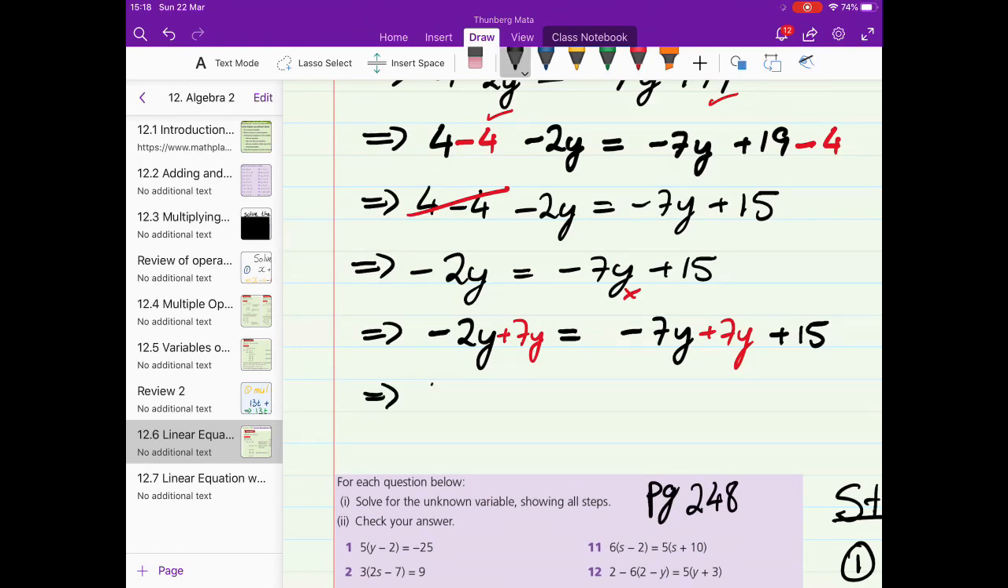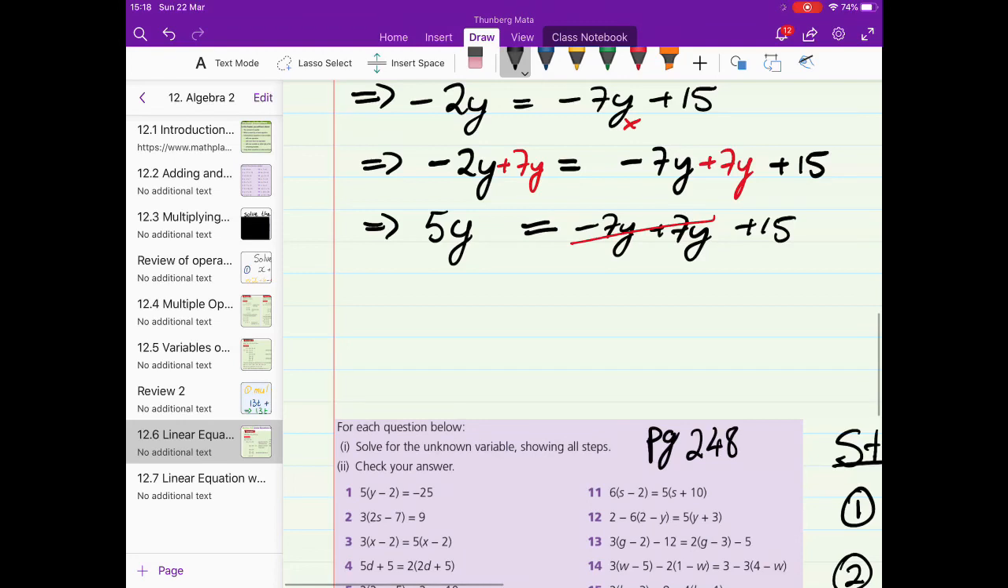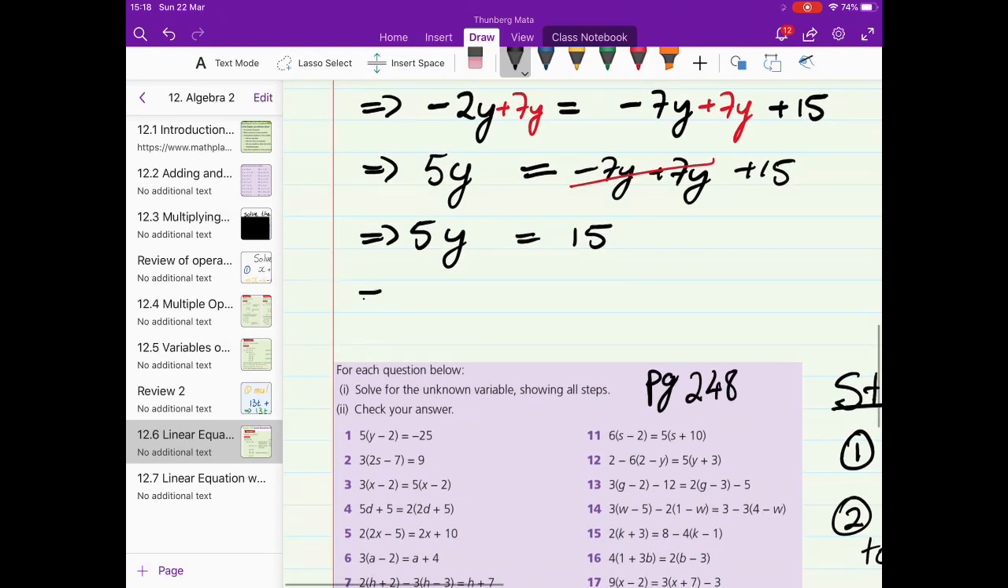So now I'll have minus 2y plus 7y will give me a positive 5y. So that's 7 positives taking away 2 negatives. And I'll be left with 5y is equal to minus 7y plus 7y. Well, they cancel each other out, as we said. And then I'm left with plus 15. Now I have 5y is equal to 15.